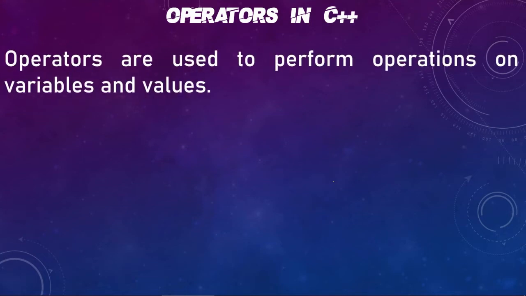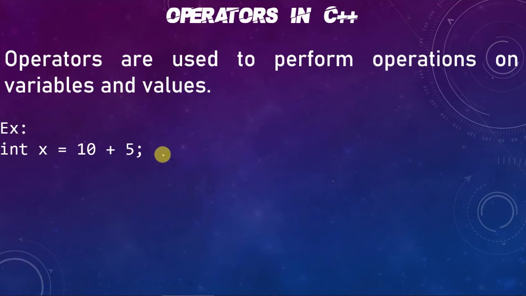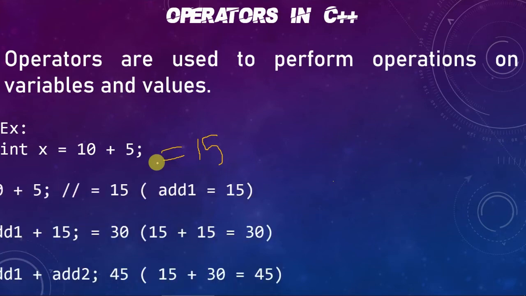So in C++, operators are used to perform operations on variables and values. It means operators allow us to do operations between two variables or two values or digits. Okay, in C++. As an example, int x equal to 10 plus 5. Its answer will be 15, because the addition of 10 plus 5 is equal to 15.